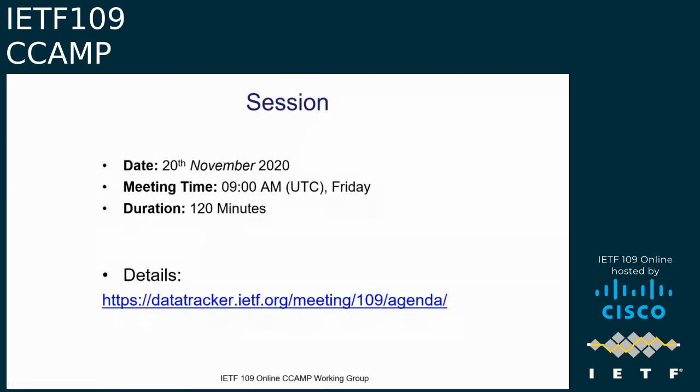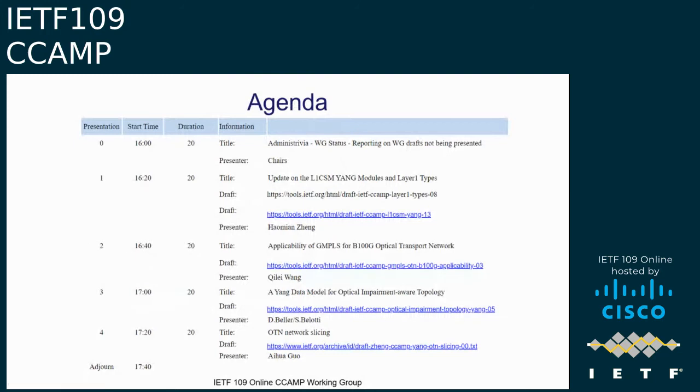This session has 2 hours, which is 120 minutes. Looking at the agenda, we have only 4 presentations, so with 120 minutes I think we should have sufficient time for deep discussion. We will have some fun with YANG models for the optical impairment. We have seen a lot of discussion on the list.